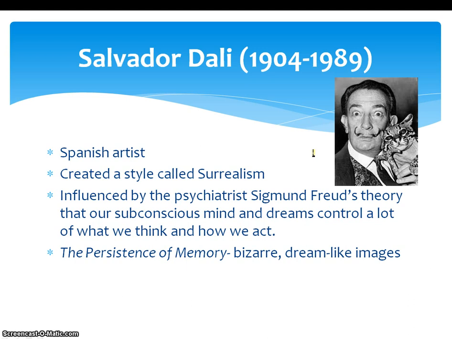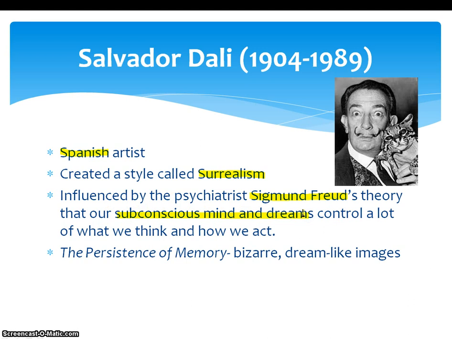Alright, moving on to our next European, Salvador Dali, from 1904 to 1989, and you can see a picture of him over here. He is also Spanish. He is credited with his own artistic style called Surrealism. Surrealism, the best way to think about it is your dreams. He was actually influenced by a psychiatrist, Sigmund Freud, who, those of you who have had psychology as an elective, you've probably heard about, and his ideas of how the mind and the subconscious work.